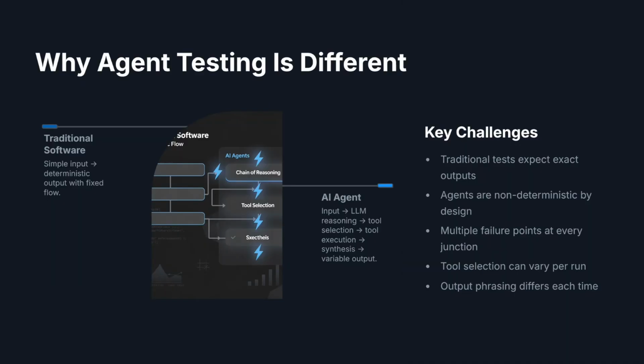Let's get into it. The reason most developers skip agent testing is that traditional testing patterns don't translate well. In a normal application, you give a function an input and you assert on a specific output. But agents are non-deterministic. The same input can produce different tool call sequences, different phrasings, and different reasoning chains. On top of that, every step in the agent loop is a potential failure point. The model might pick the wrong tool, pass malformed arguments, or synthesize a final answer that ignores the tool's response entirely. So we need a testing approach that accounts for this variability while still catching real regressions.